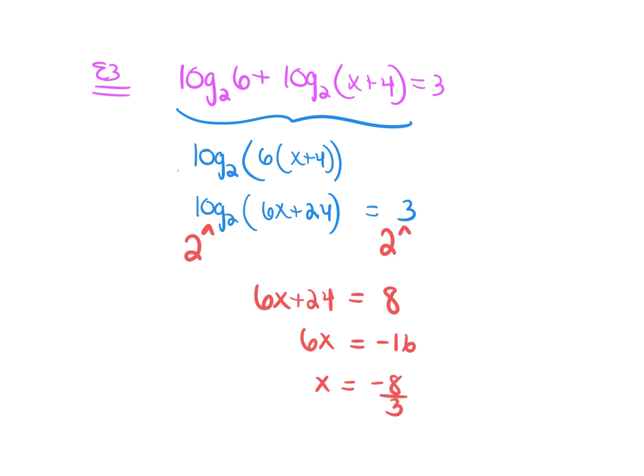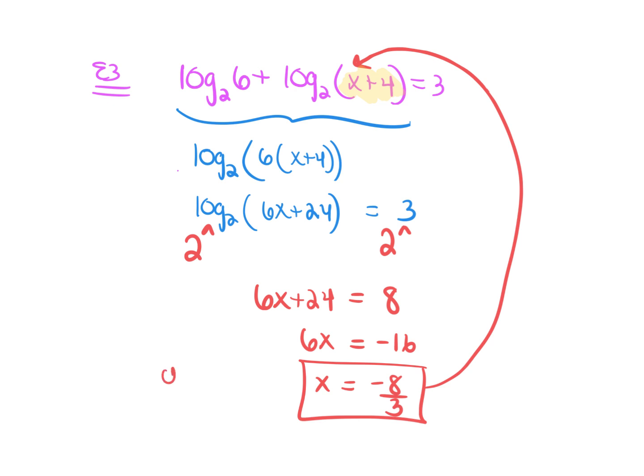The one thing when you are solving for logs, you have to remember to plug it back in and check it, because if you plug that back in, negative 8/3 plus 4 is not negative, it is positive. You always have to make sure that when you plug it back in, you're not taking the log of a negative number. Negative 8/3 plus 4 is positive. And if you plug this in and add it to log base 2 of 6, it does end up equaling 3. So you do need to check your solutions when solving logs. Just make sure you check for extraneous solutions. And those are solutions that show up, but they don't actually work.